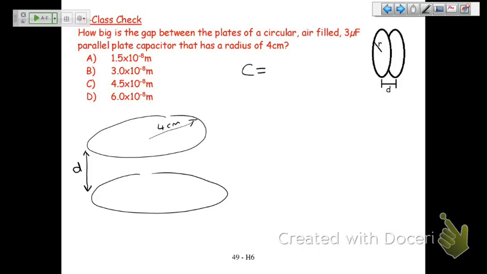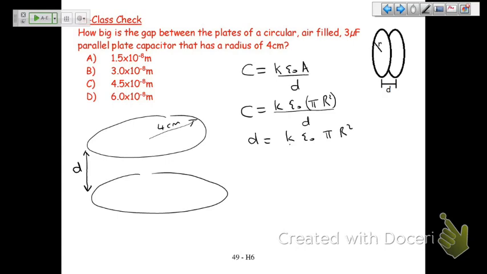Capacitance is equal to K epsilon naught A over D. My A, of course, you'll be surprised at how many people will just put down the radius as A. But it's not. It's pi r squared over D. So then we say, okay, what do we know? How big is the gap? D is equal to K epsilon naught pi r squared over C.